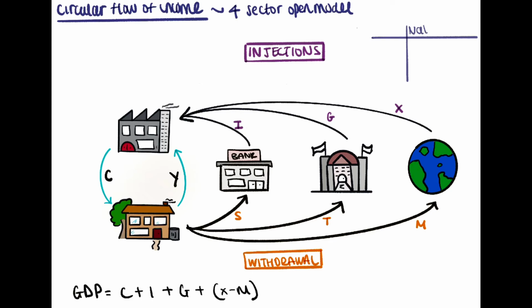When injections are equal to withdrawals, national income is in equilibrium. When injections exceed withdrawals, national income is rising. And when withdrawals exceed injections, we say national income is falling. And this makes sense because if we look at the formula for GDP, any increase in investment, government spending, and exports increases GDP, and any increase in savings, taxes, or spending on imports reduces GDP.